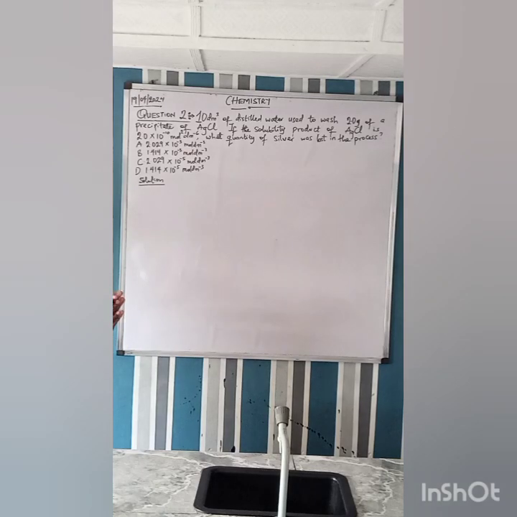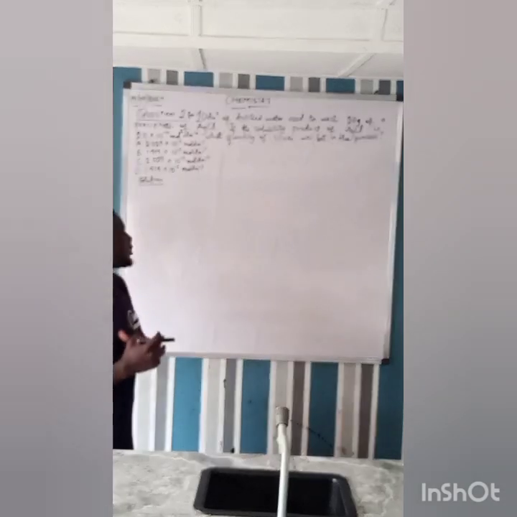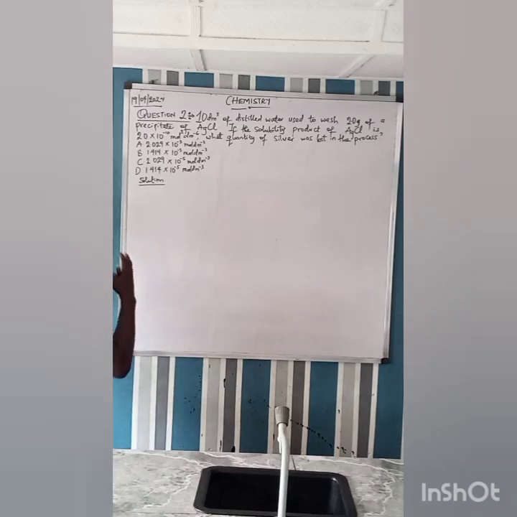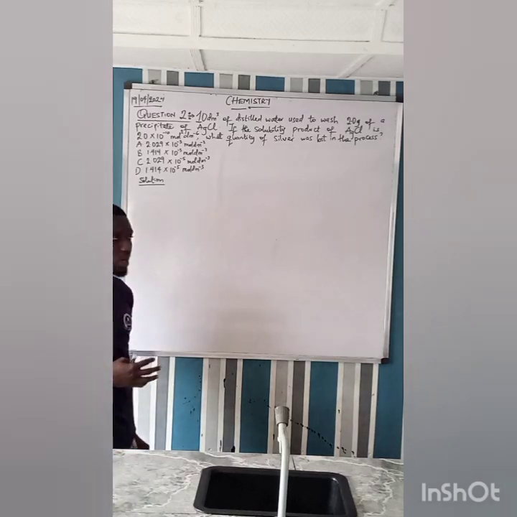We have 10 cm³ of distilled water used to wash 2.0 grams of a precipitate of silver chloride. If the solubility product of silver chloride is 2.0 × 10⁻¹⁰ mol²/dm⁶, what quantity of silver was lost in the process? So we have 4 options as usual.